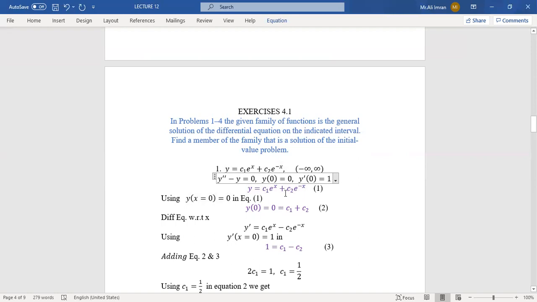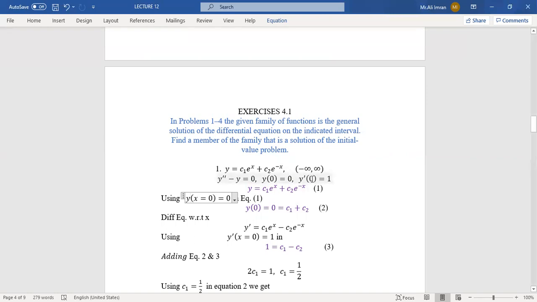To find the values of c1 and c2, we will first use the condition y of 0 is equal to 0. It means that y's value at x is equal to 0 is 0. We will put it in equation number 1. So y of 0 is equal to 0 is equal to c1 plus c2. We will label it as equation number 2.